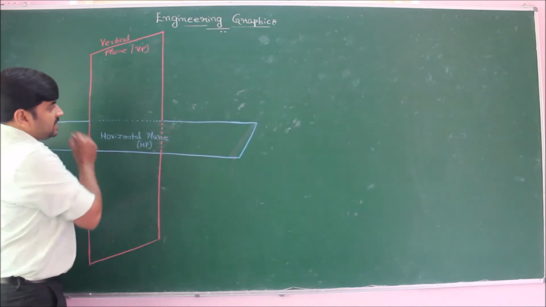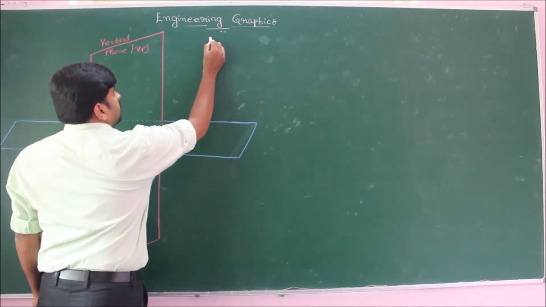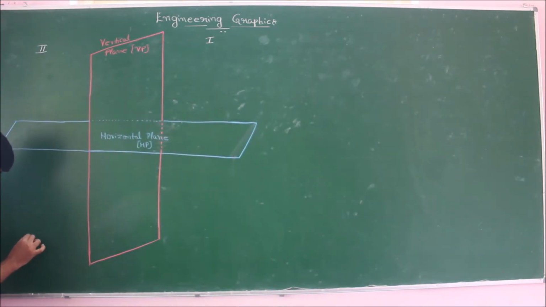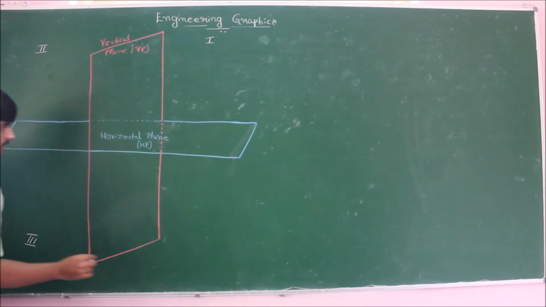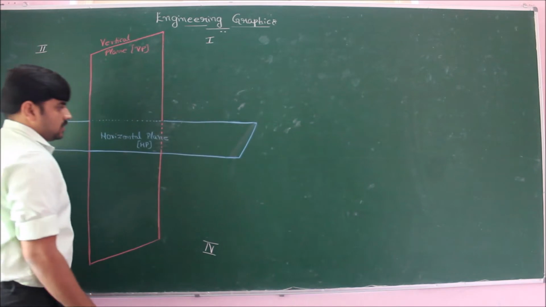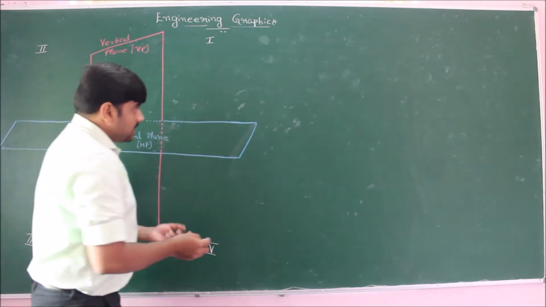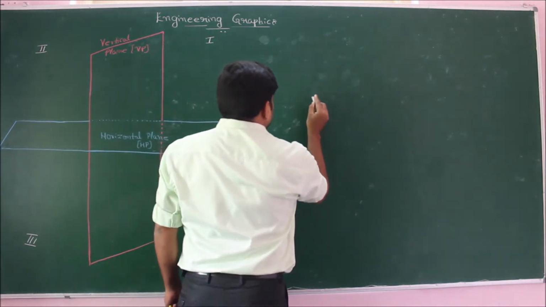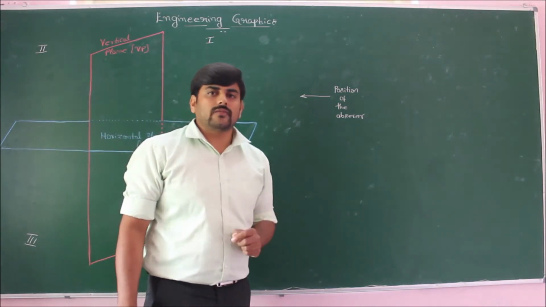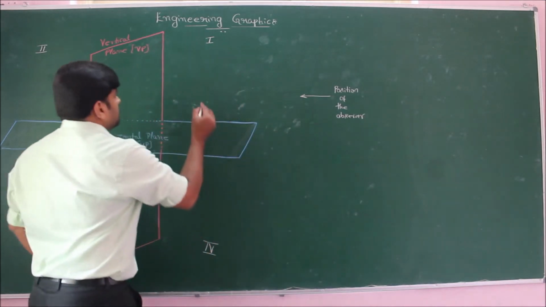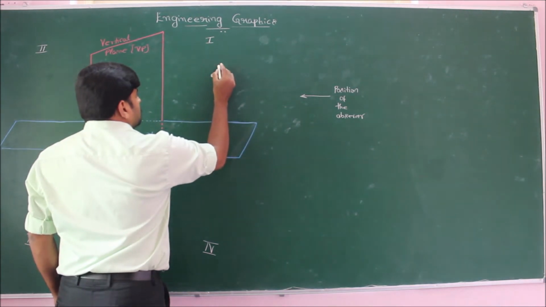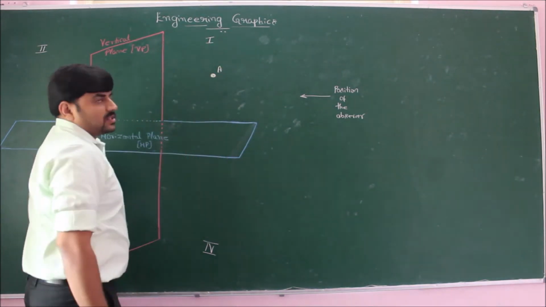Now, if I mark the quadrants, this will be the first quadrant, this will be the second quadrant, this will be the third quadrant and this will be the fourth quadrant. Now, always the observer will be here. Now, to understand the concept of various angles of projection in orthographic projection, let us consider a point placed in the first quadrant. Let us say I have placed a point A in the first quadrant.